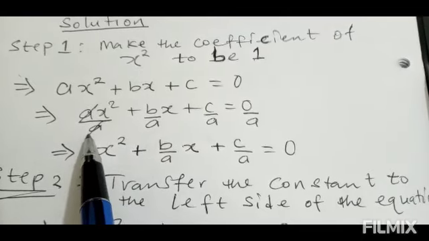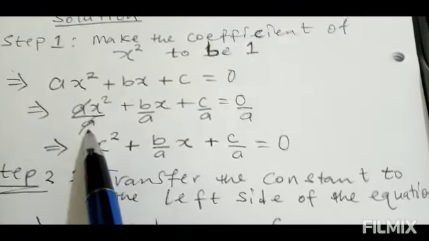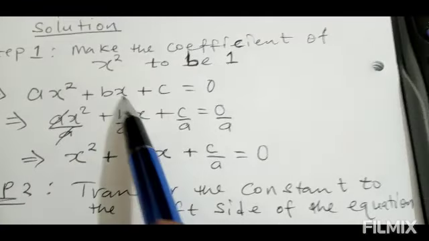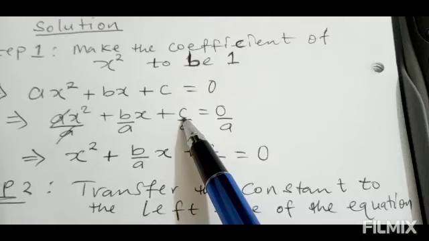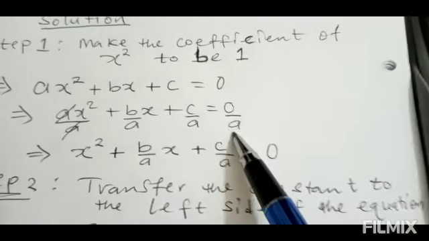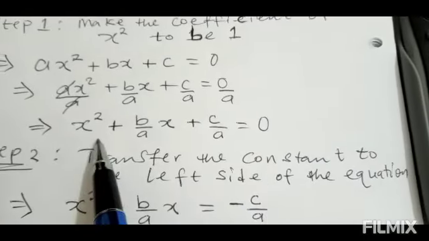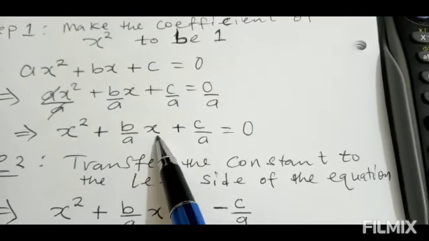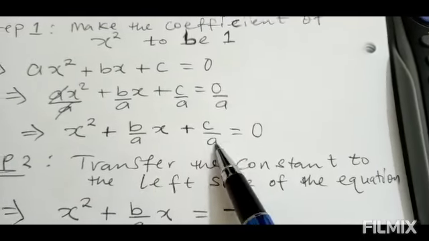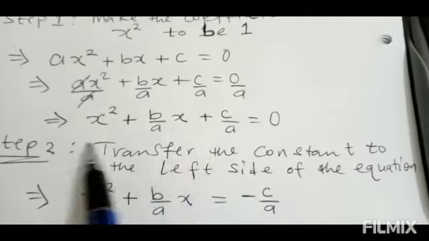A is going to cancel, because a over a is going to give us 1. Then this will be b over a. Then this will be c over a is equal to 0 over a, resulting into x squared plus b over a x plus c over a is equal to 0. So we have finished our first step.